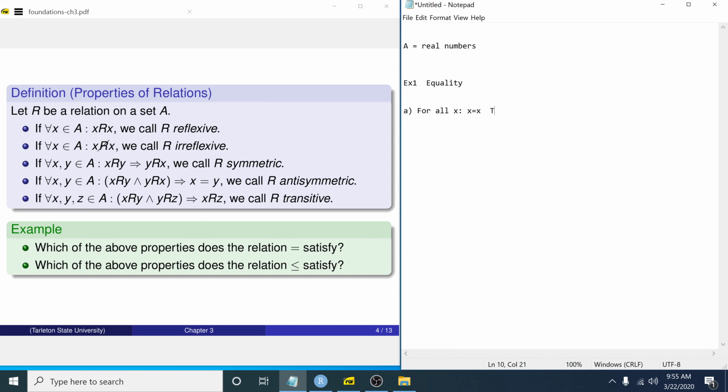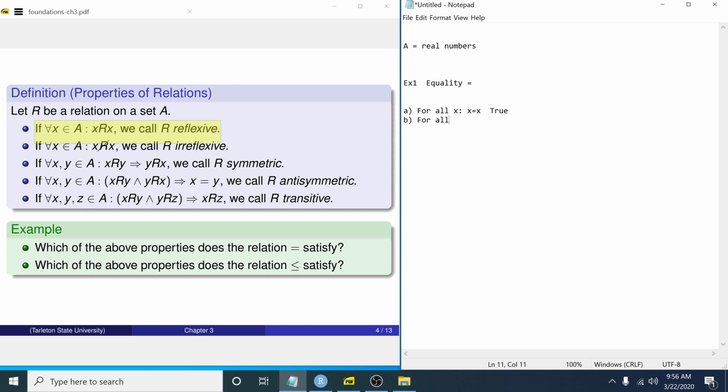And the answer is, yeah, that's true, right? So again, the equality relation is this relation equals. And what this condition is saying is it always true that for every x in your universe that x is related to itself? Well, in the case of equality, that would mean for all x in the real numbers, is x equal to x? And the answer is, yeah, that's true, right? It's always true that everything's equal to itself. So that is a reflexive operation.